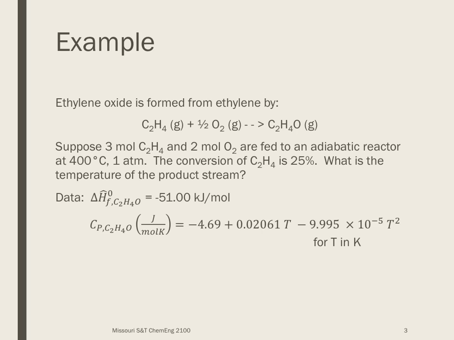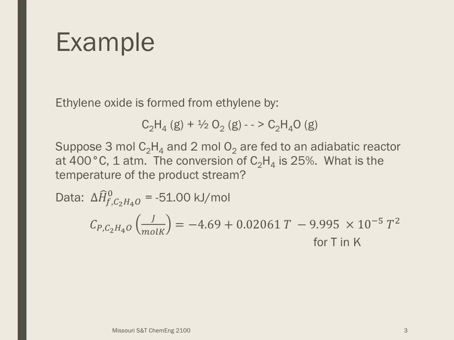So let's look at an example. This is a bit of a more complex example than what we've looked at, and I have other videos that I've made reference to in the Canvas website. So in this example, ethylene oxide is formed from ethylene by the reaction C2H4 gas plus 1/2 oxygen gas forms C2H4O gas. Now let's suppose that I have 3 moles of C2H4 with 2 moles of oxygen fed to an adiabatic reactor at 400 degrees C, 1 atmosphere.